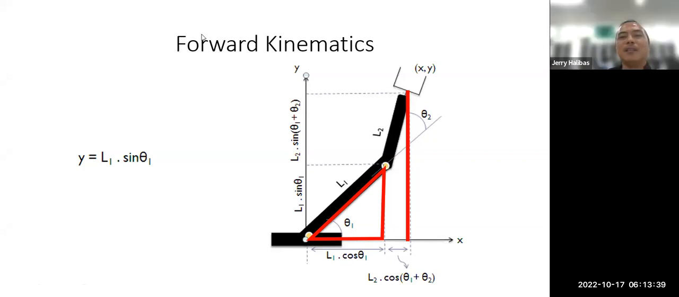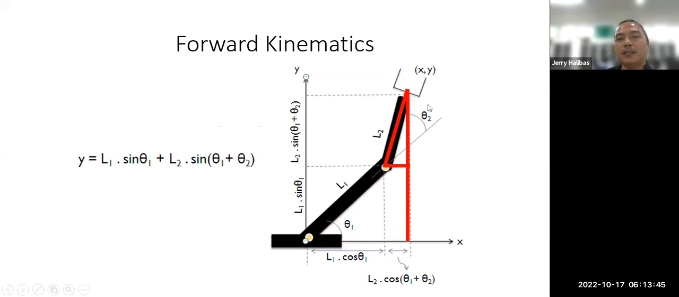Okay? Then for the next part, up here, the same thing. Instead of cosine, because there is an x or adjacent side, it now goes to the opposite side. Okay? Same thing, theta 1 plus theta 2. Because the angle here is theta 1. Okay?